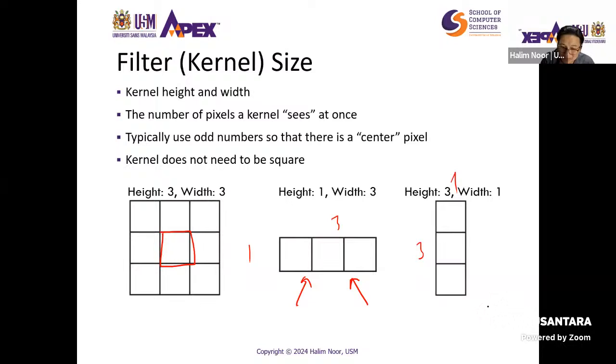But this is typical for time series data, like if you have signals. Normally we use 1 by 3 or 1 by 5. I've never come across a filter with a 3 by 1 shape. Normally it's either square, or like this one for time series data.